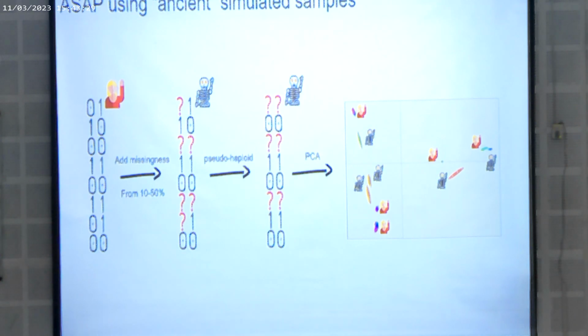And then we said, okay, it's working in an ideal setting, no missing data. Let's try adding missing data. So we basically added ancient missing data to our samples. We made them pseudo-haploid, and we used the common method, which is using the modern individuals to infer the PC space and projecting the ancient samples.